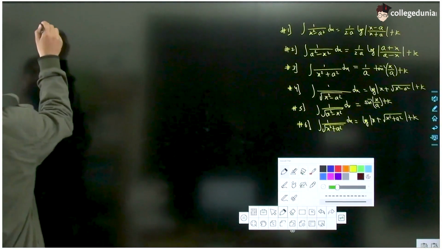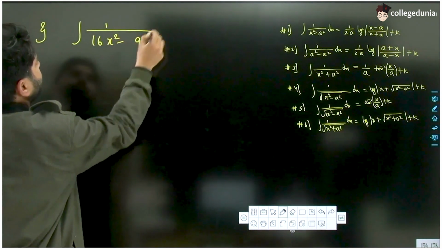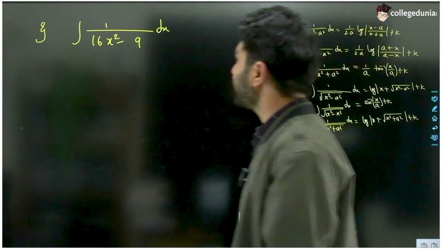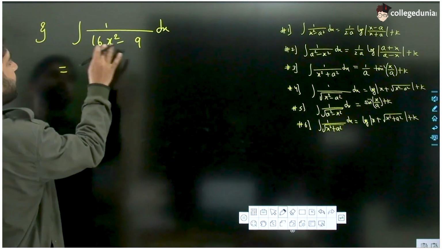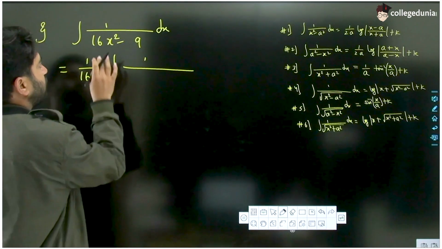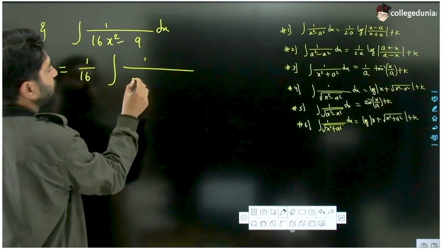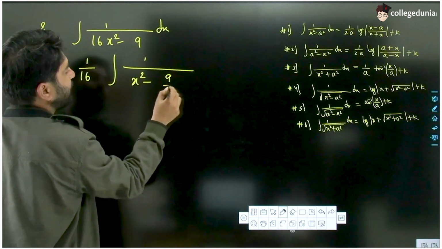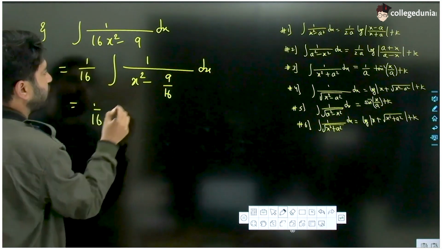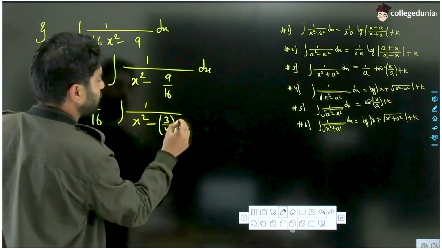Let's say we have 1 upon 16x square minus 9. So guys, in this situation I can take this 16 as common from the denominator. When 16 is taken out as common from the denominator, this 16x square will become only x square, so 9 will be divided by 16, which can be further written as x square minus (3 by 4) to the power 2.